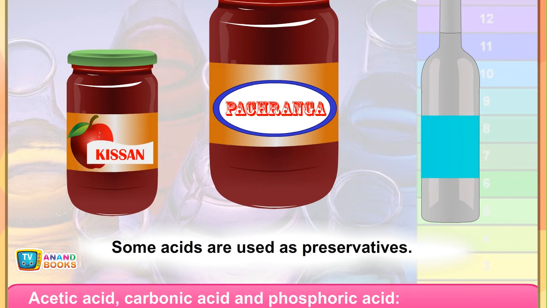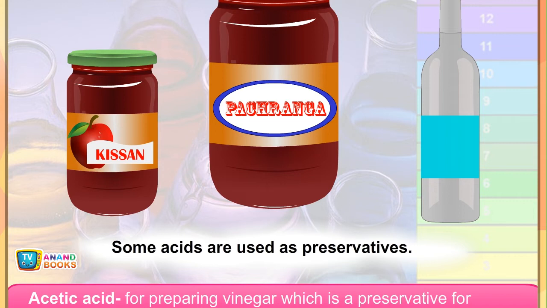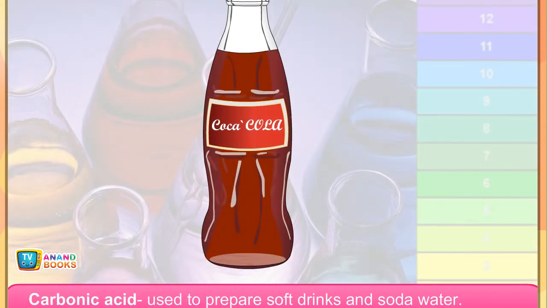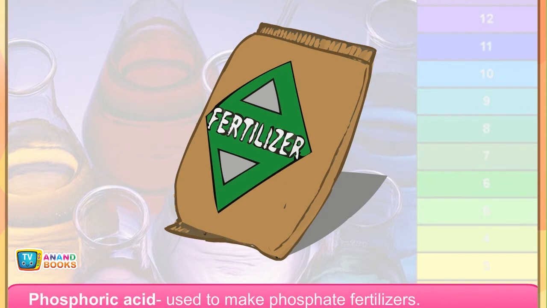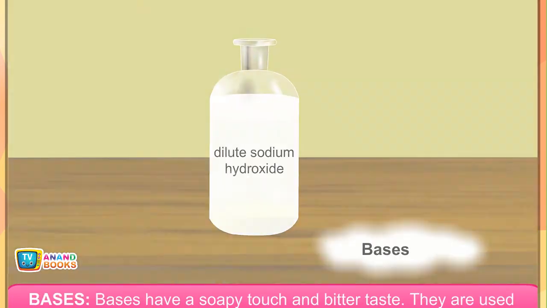Acetic acid, carbonic acid, and phosphoric acid. Acetic acid is used for preparing vinegar, which is a preservative for pickles and jams. Carbonic acid is used to prepare soft drinks and soda water. Phosphoric acid is used to make phosphate fertilizers.